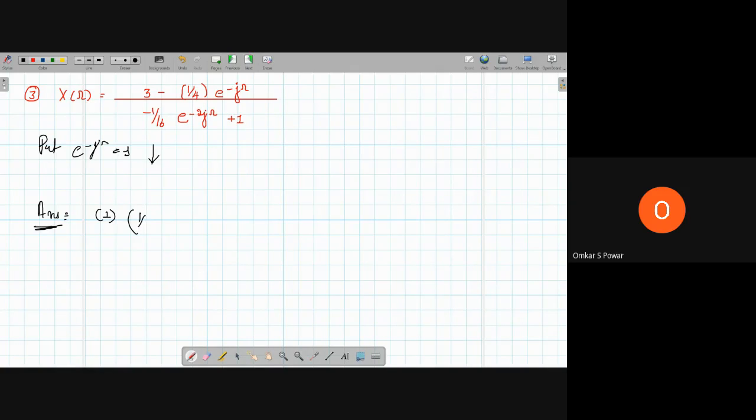The answer should be (1/4)^n u[n] + 2 times (-1/4)^n u[n]. So this should be your answer. This is your homework problem. You have to solve it.